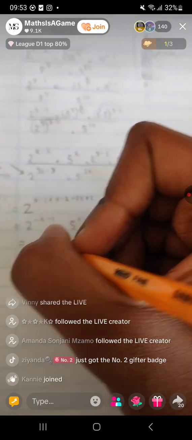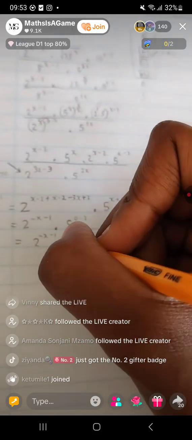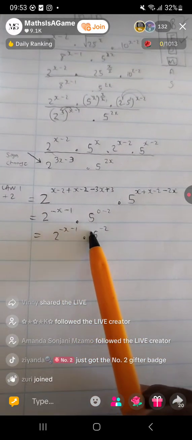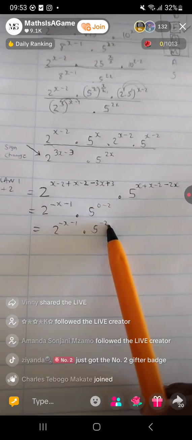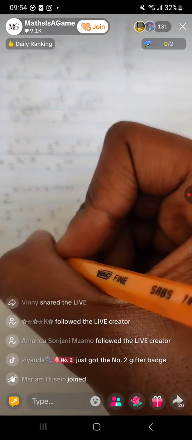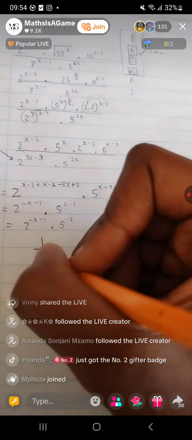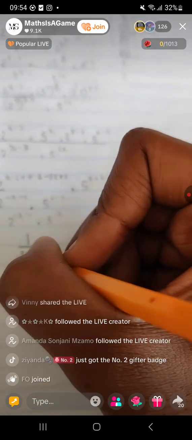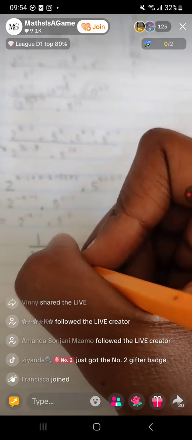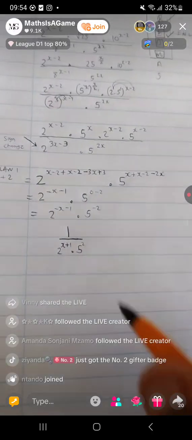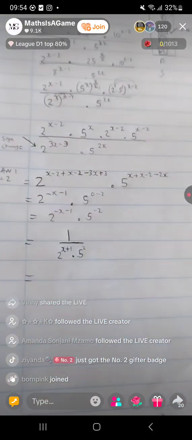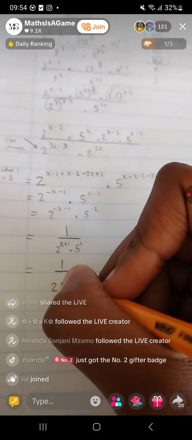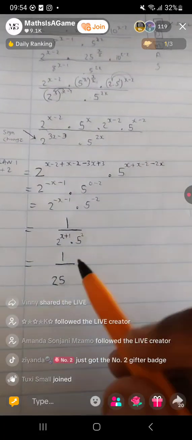As we conclude, the bases are all negative. Answer: 1 over 2 to the power x plus 1 times 5 to the power 2, which is 1 over, we then settle it, 25.